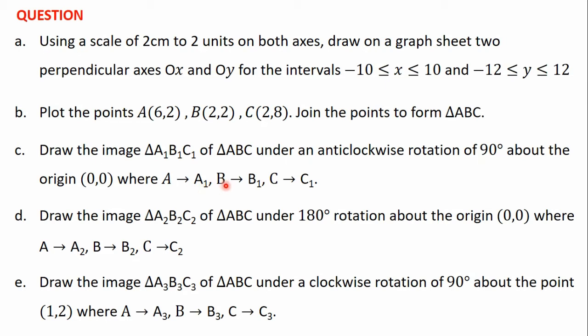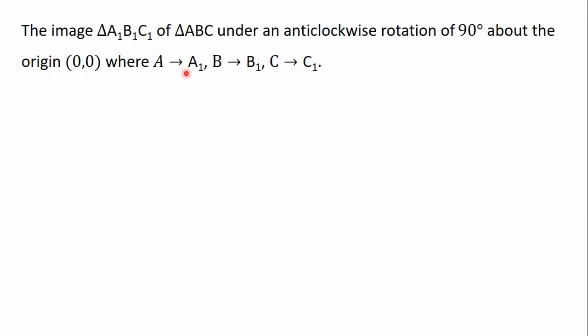We will do the same thing to B to get B1. Then we will do the same thing to C to get C1. So we are going to rotate point A, point B, and point C through a 90 degrees anti-clockwise angle in order to get points A1, B1, C1. Then we will plot them on the graph sheet and join them to form the triangle A1, B1, C1. As you have already seen, we are going to draw triangle A1, B1, C1, which is the image of triangle ABC, under an anticlockwise rotation of 90 degrees about the origin O, where A will give us A1, B will give us B1, and C will give us C1.